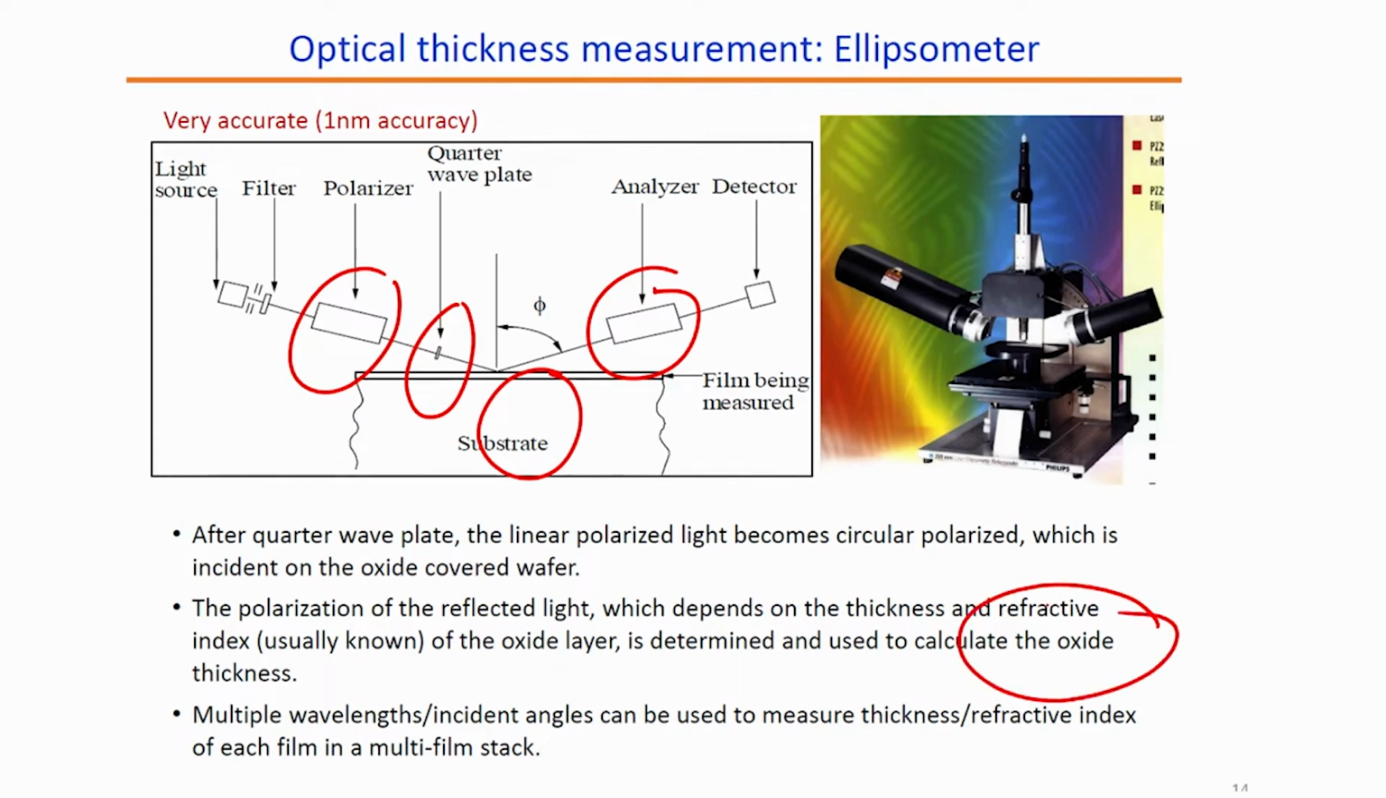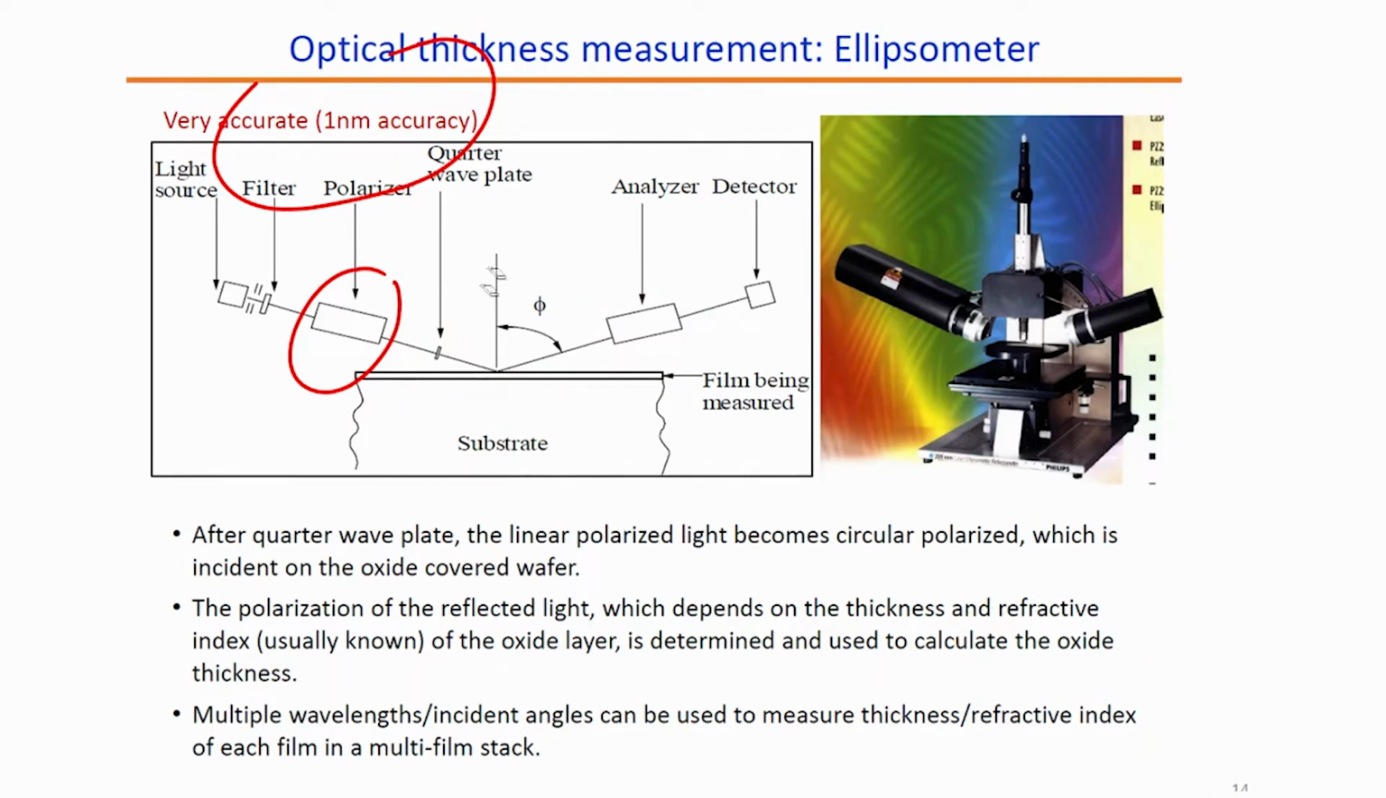A further advantage is that this ellipsometer is extremely accurate, with an accuracy of about 1 nanometer. So, this is perfect for a lot of applications. Multiple wavelengths and incident angles can be used to measure the thickness and refractive index of each film in a multi-film stack. That is another point that you need to remember.